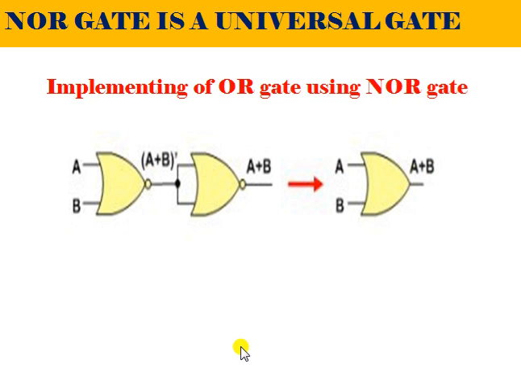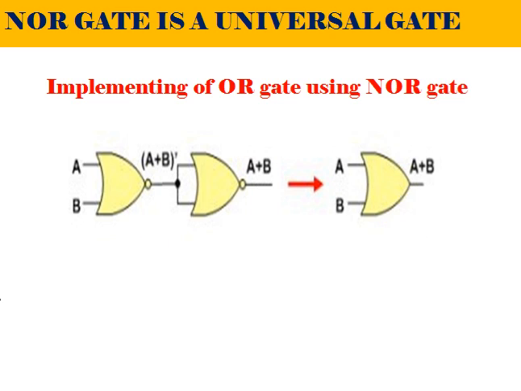Next, here we implement OR gate using NOR gate. A and B are two inputs. Here A plus B whole bar, and again A plus B whole bar, equal to A plus B. This is what? This is OR gate.